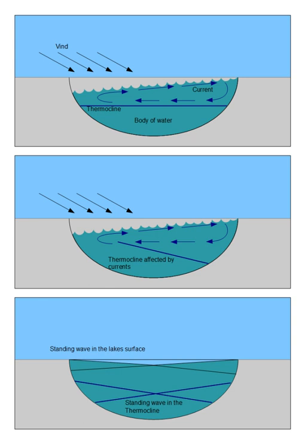Seiches in harbors can be caused by long-period or infragravity waves, which are due to subharmonic nonlinear wave interaction with the wind waves, having periods longer than the accompanying wind-generated waves.